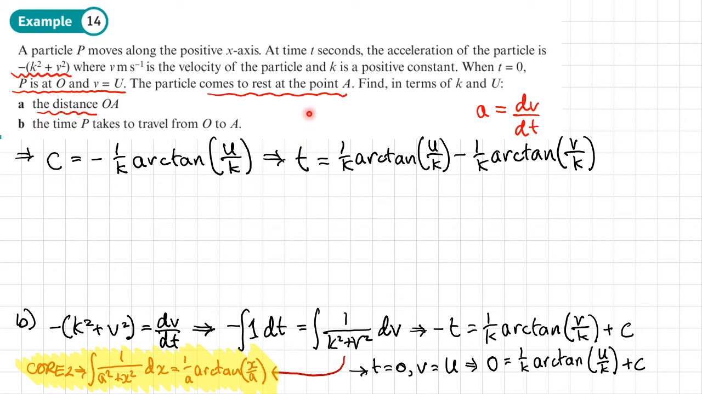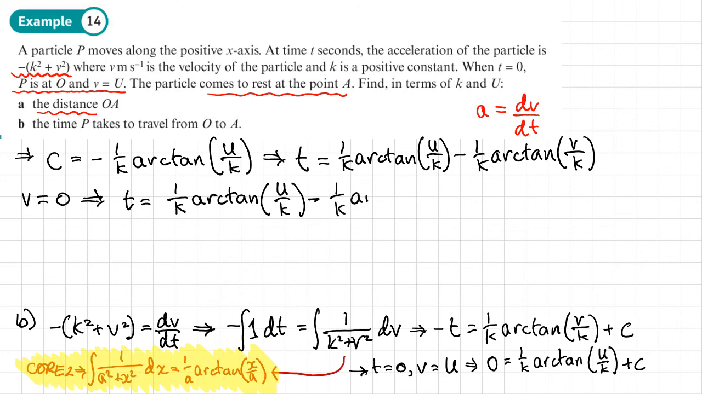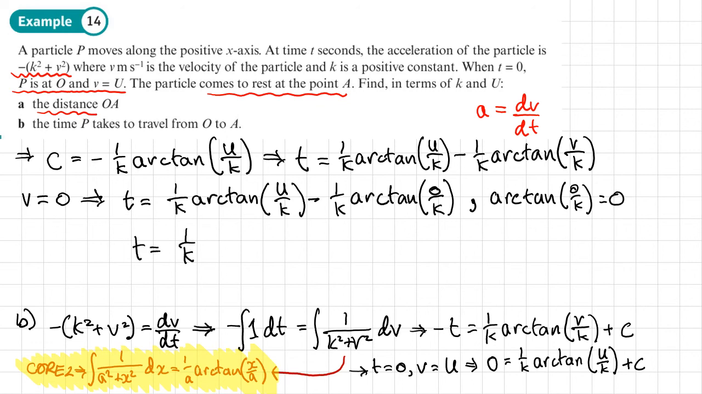Now it says at the point A it comes to rest, which means that v is equal to 0. So we substitute v is equal to 0. So t is equal to 1 over k arctan of u over k minus 1 over k arctan of 0 over k. Now arctan 0, tan inverse of 0, is 0, because that's what 0 over k is equal to. So our final answer is the time is equal to this expression here, 1 over k arctan of u over k.